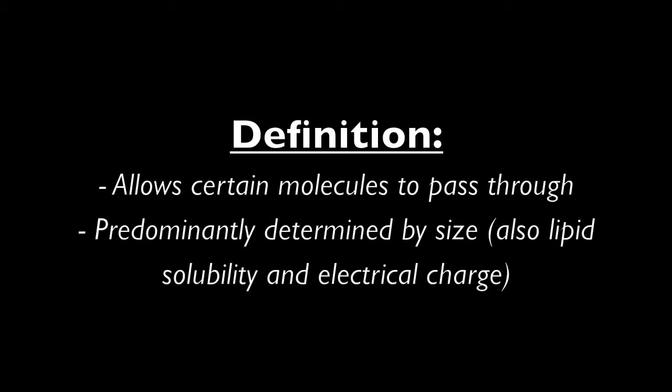A selectively permeable membrane is a biological membrane that allows certain molecules and ions to pass through, whilst other molecules cannot. The main factor that determines this is size, although lipid solubility and electrical charge can also influence whether molecules can pass through the membrane or not.